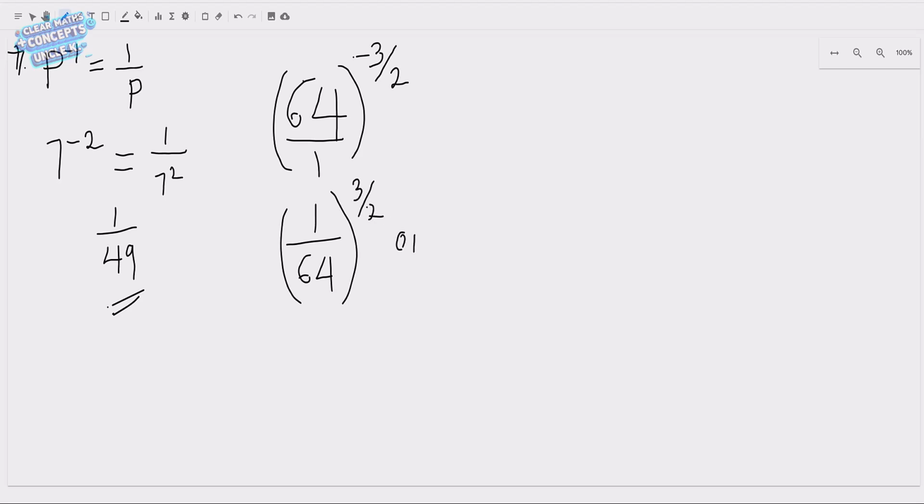Or it's the same thing as saying just 1 over 64 raised to the power 3 over 2. I hope you get that. Alright, so let's say 1 over 64 raised to the power 3 over 2. Now 64 can be written as 8 times 8. That would be the best way to express it.